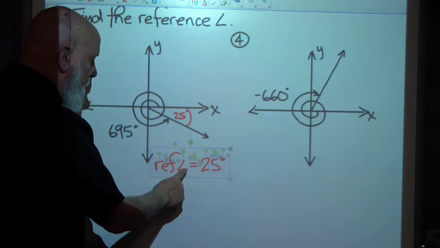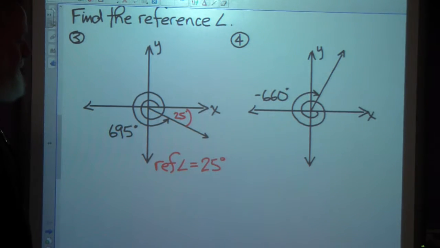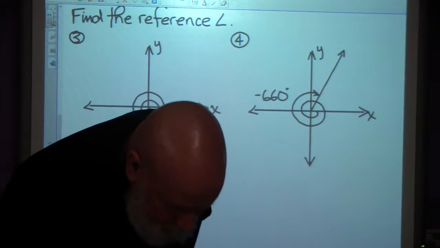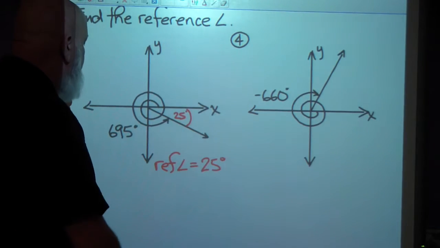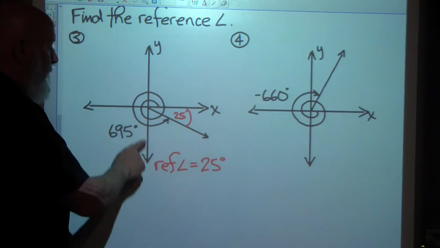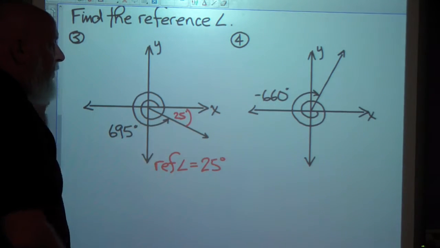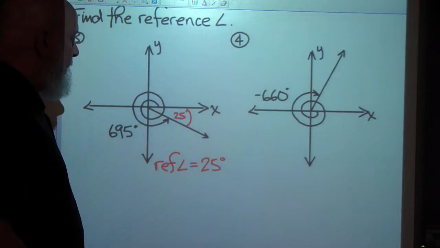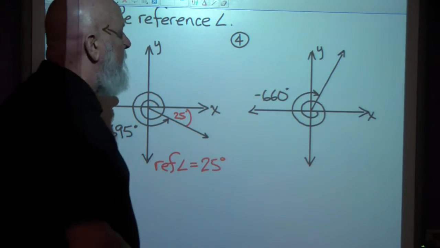Right down here. There we go. Okay. Well, let's see if I got that one right. Yay! 25 degrees. I just counted it off and said, well, 2 full rotations would be 720 degrees. 695 is 25 degrees short of 2 full rotations. All right, let's take a look at this one.